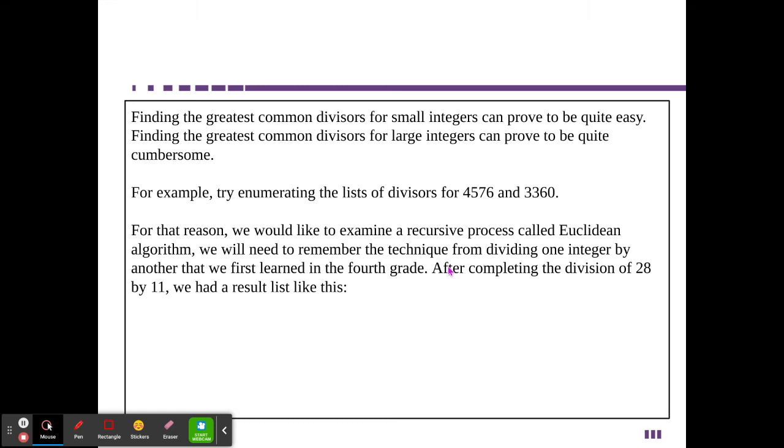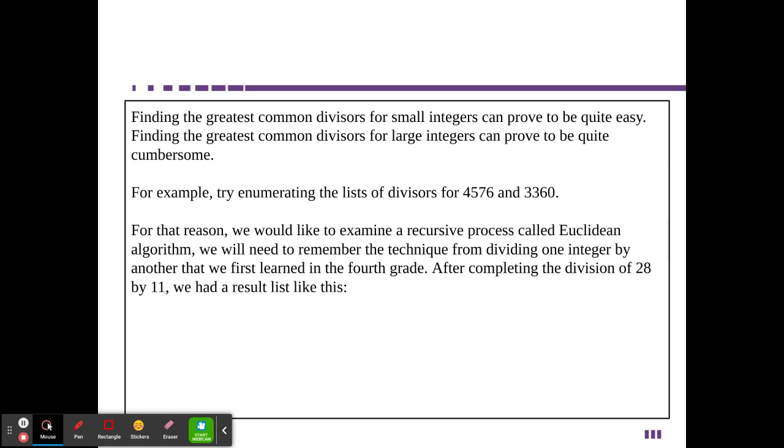So now let's take a look at what happens as the numbers get larger. Those are all numbers that we can actually see the factors of pretty easily, so we can look for a GCD. Finding the greatest common divisor for small numbers can prove to be quite easy. Finding the GCD for large integers can prove to be quite cumbersome.